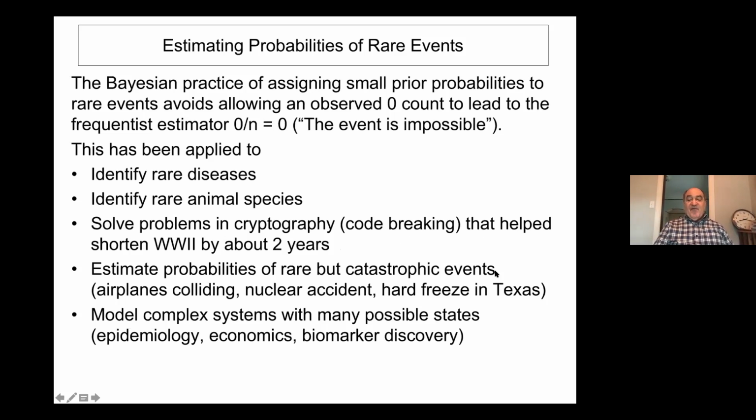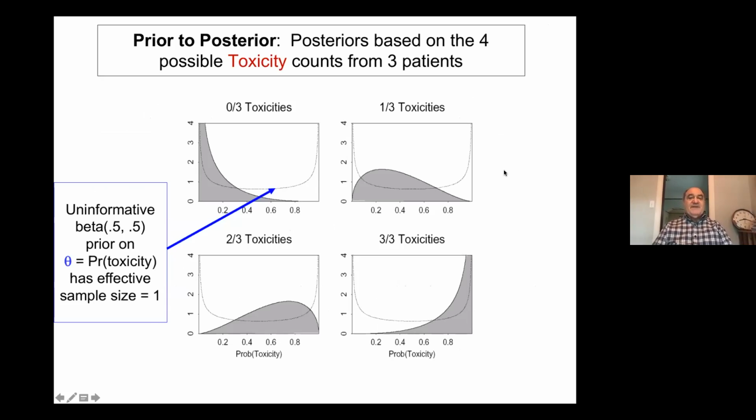Estimate probabilities of rare but catastrophic events like 2 airplanes colliding, a nuclear meltdown, or a hard freeze in Texas. Or model very complex systems with many, many, many possible states and all sorts of areas: epidemiology, economics, biomarker discovery. And so these are very complex models, but it's a very powerful tool. So let's get back to the simple.